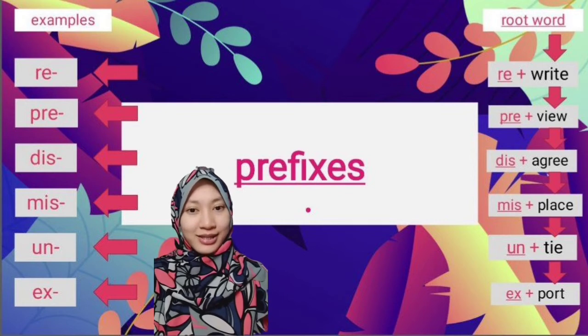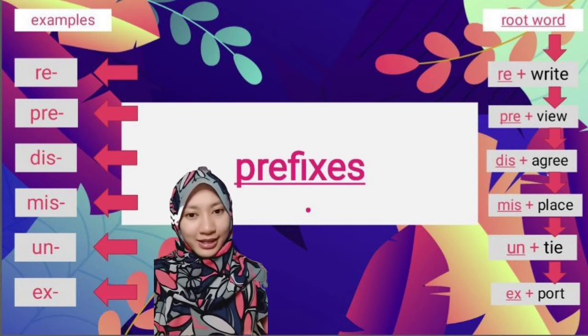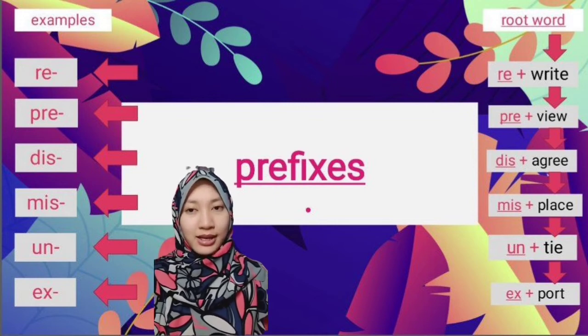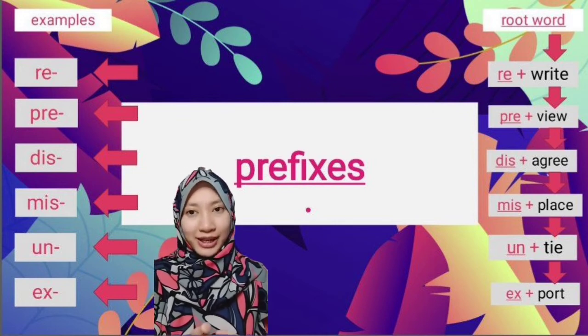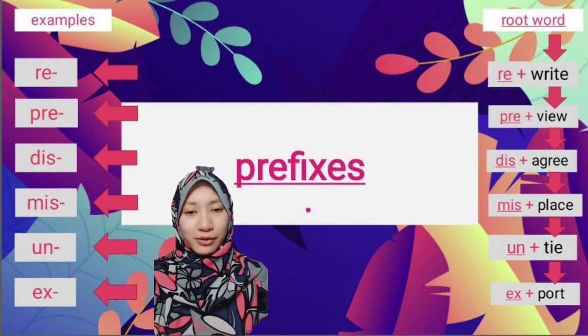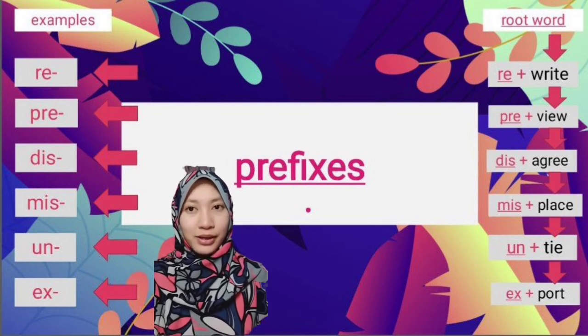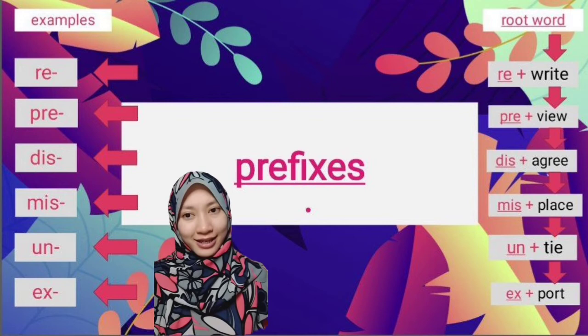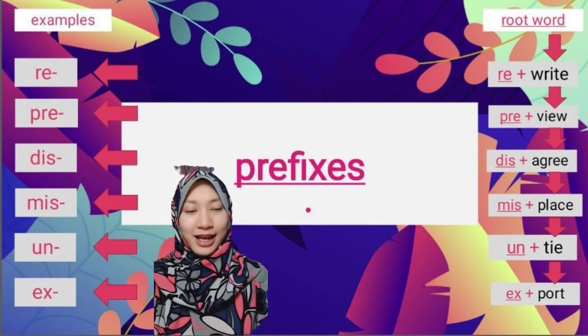So now, the second example is prefixes. The prefixes have examples like re, pre, dis, mis, and ex. When a root word is combined with prefixes, it can be like re, rewrite; pre, preview; dis, disagree; mis, misplace; and anti; and ex, export.